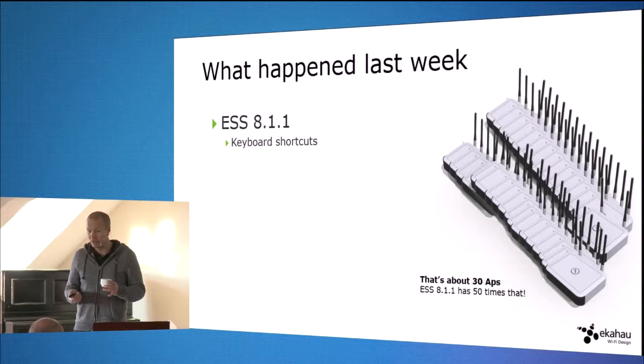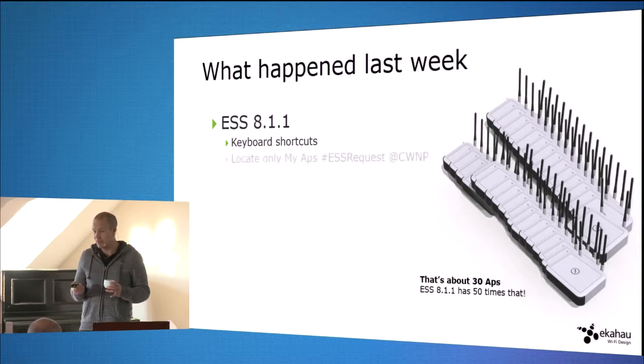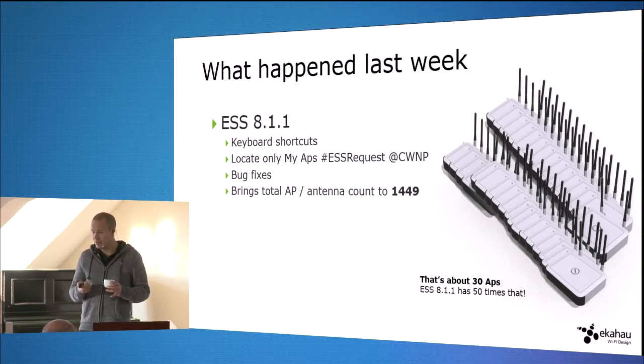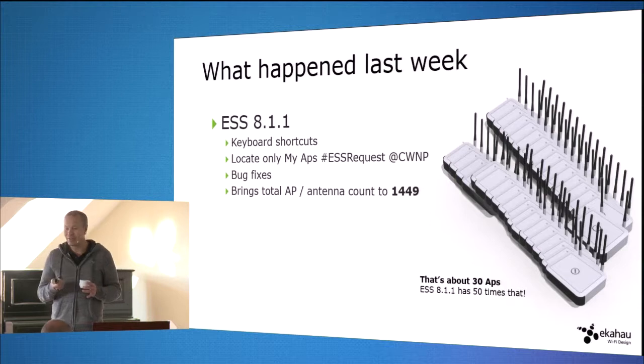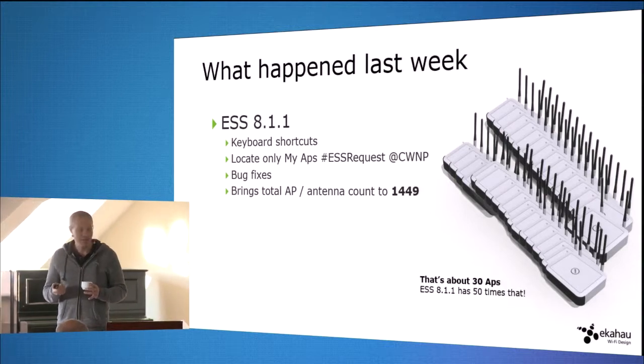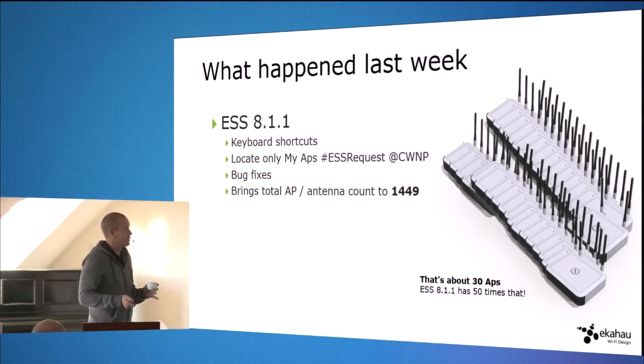PDF import, yeah. Okay, then last week we released 8.1.1, which you may or may not have downloaded already, probably not. The most notable thing there is the keyboard shortcuts, and as discussed yesterday, panning with the spacebar is probably the most notable one. Then there was a feature that we made based on the CWNP conference feature feedback, and bug fixes. And now the total number of access points and antennas is 1,449. So that's like 30 times the number of APs you see there. No, 50 times.